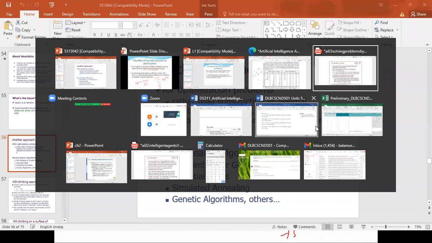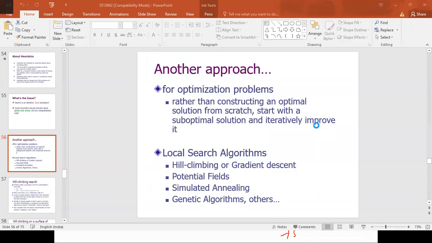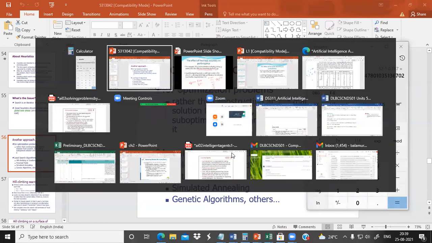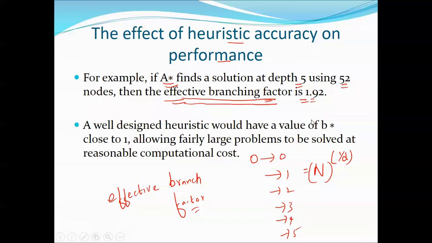Let us calculate that. In our case, d is 6, right? The depth is 5, but including the root it becomes 6. So 1 by 6 is 0.167, and n is 52. 52 to the power of 0.167, right? So 1.93 something. So I think there we got 1.92. It's close to that. So that is how we got this branching factor.